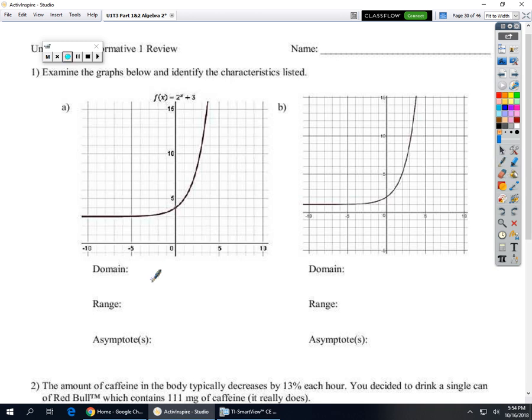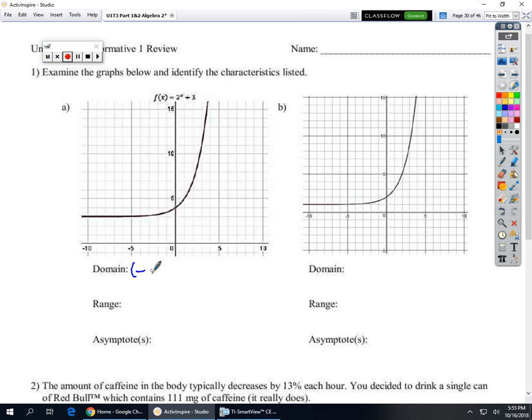So it's asking me to find the domain. Domain is the possible x values that I can attain. So if I go to the left, I see that I have negative infinity. If I go all the way to the right, the graph does go off the page. But that means that graph is going to positive infinity on the right. It's very high, but it's all the way to the right. You just can't see it.